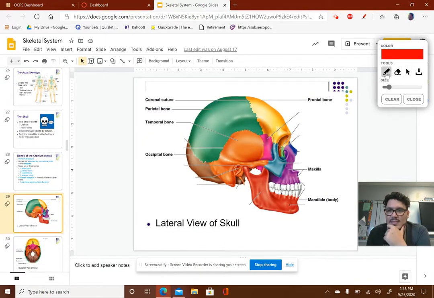Okay, this is one of the best diagrams that you're going to see regarding the skeletal system and regarding the skull. So we really need to know a couple of these. So I'm going to circle them one by one.